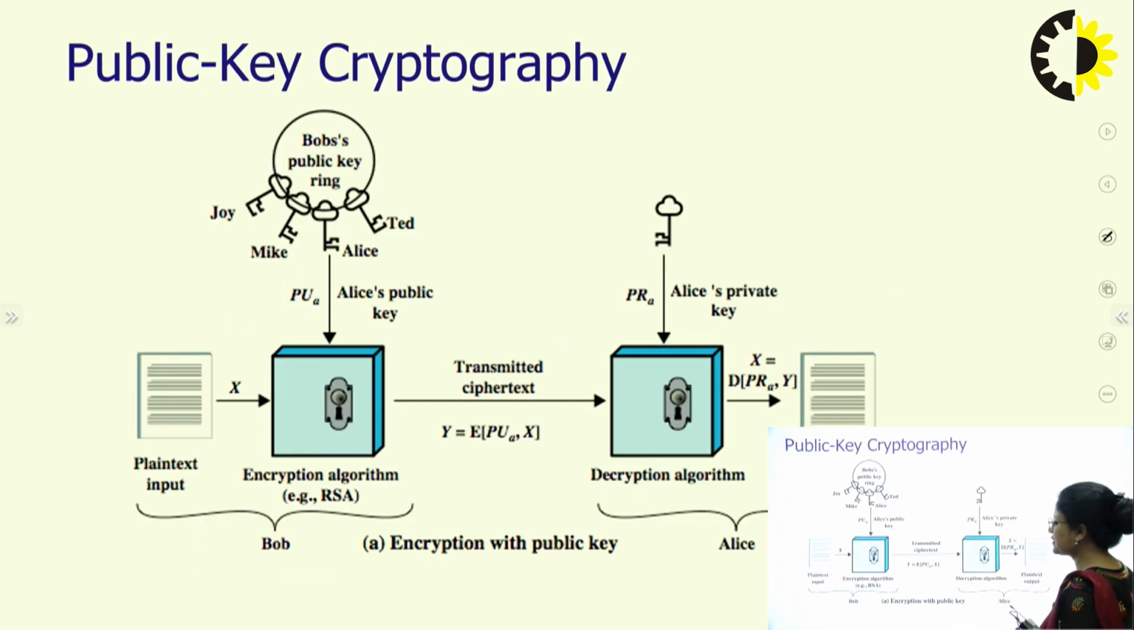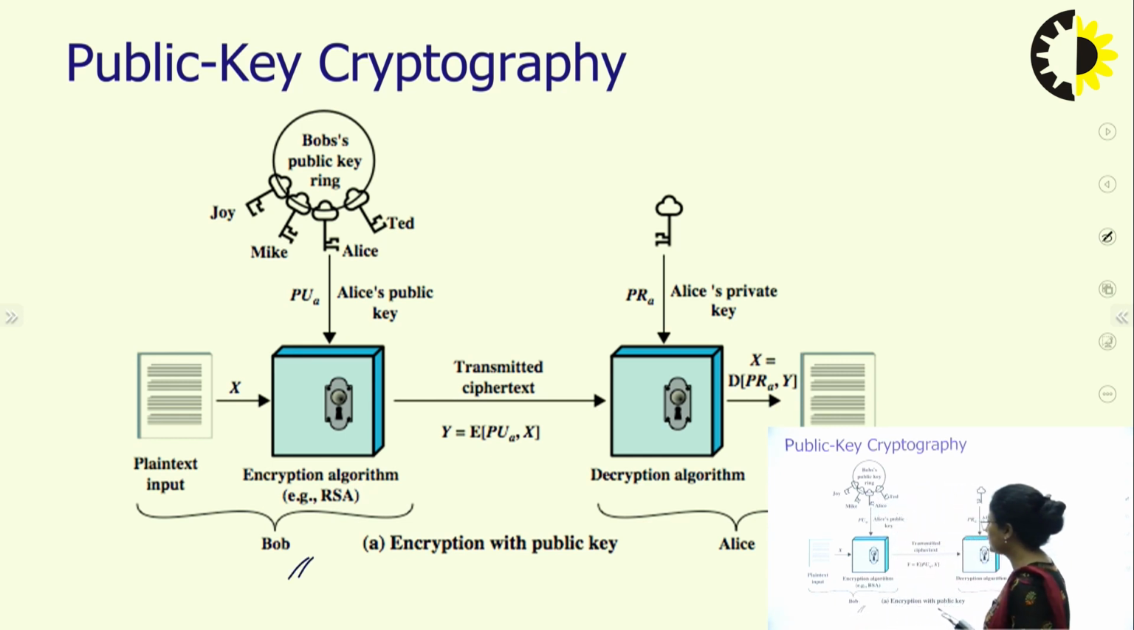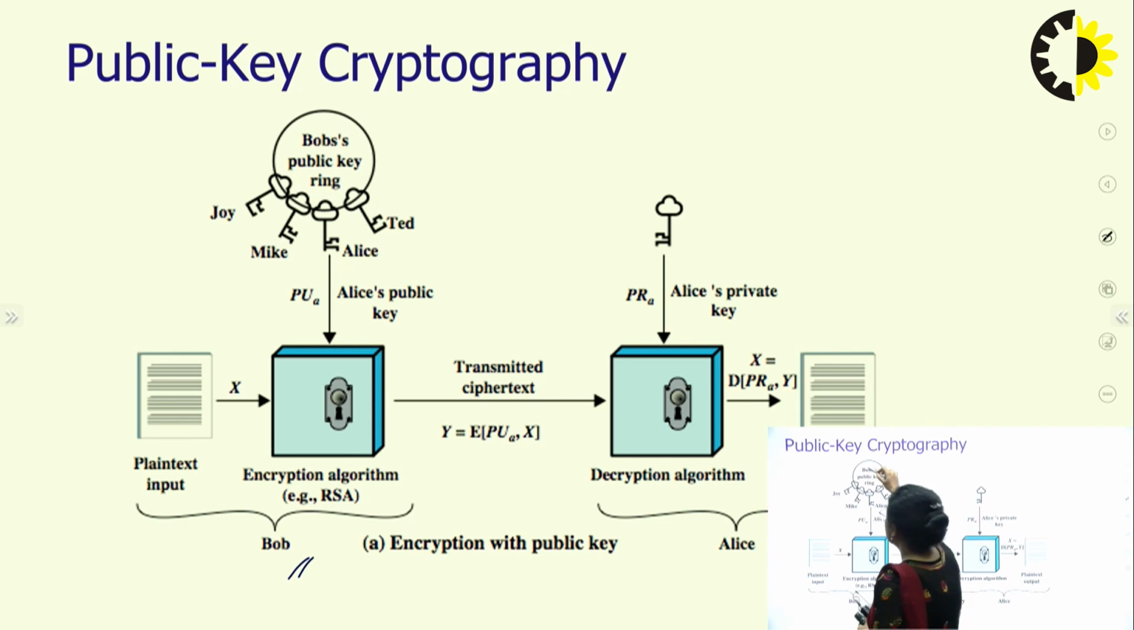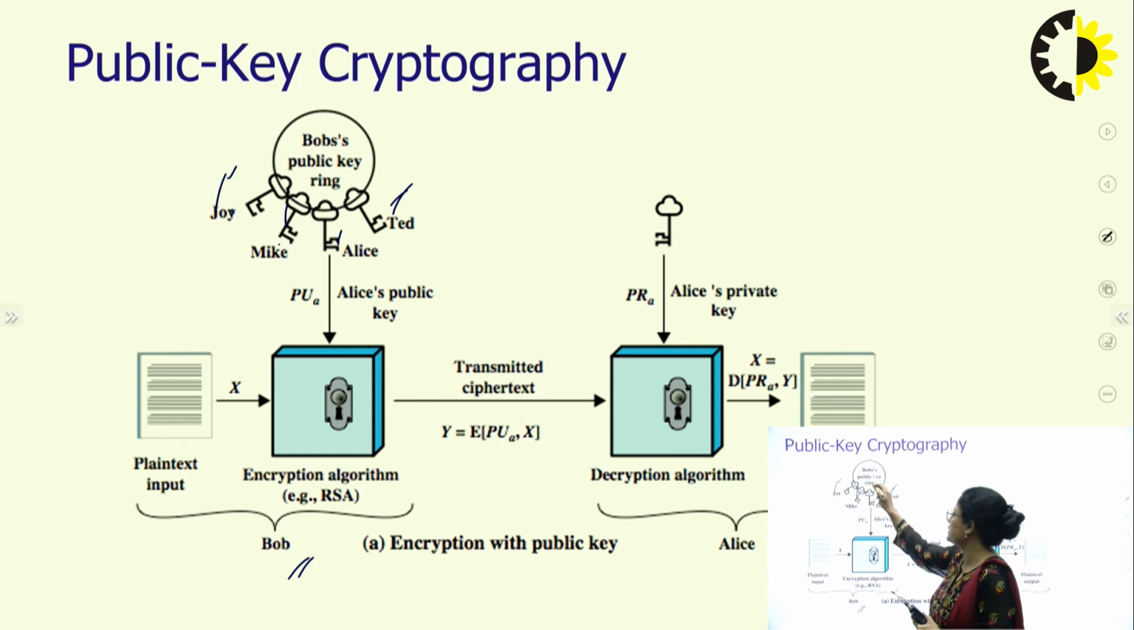So this is just a brief summarization of whatever I told right now. We have this public key cryptography. When you are talking about Bob, what are the keys which Bob has? Bob has access to the public keys of all who are there in the network, maybe Joe, Mike, Alice, whoever is there in the network. Bob can access the public key of those people as well as Alice's public key. He also has his own public key.